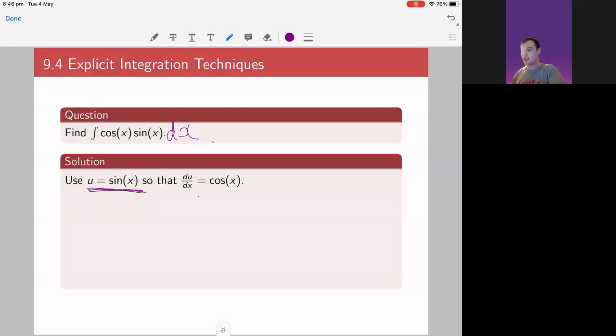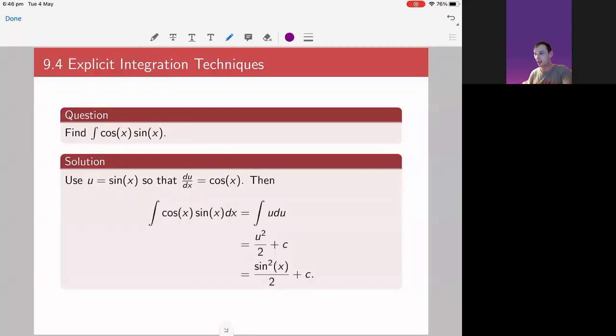The reason we do that is that du on dx is exactly cosine x, and we've already got that there. So that means if we're doing integration by substitution, this integral is exactly going to be the integral of u du. We know how to integrate u. That's just u squared on 2 plus our arbitrary constant from before. But remember, u is defined to be sine x. So we get sine squared x on 2 plus c. Another fairly straightforward one there, I hope.